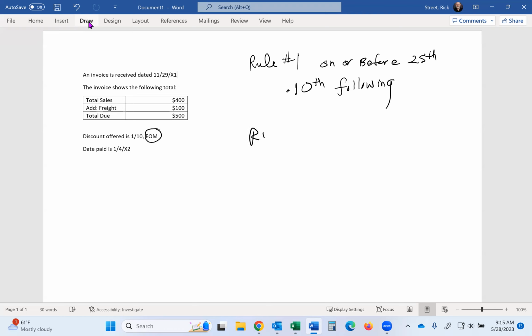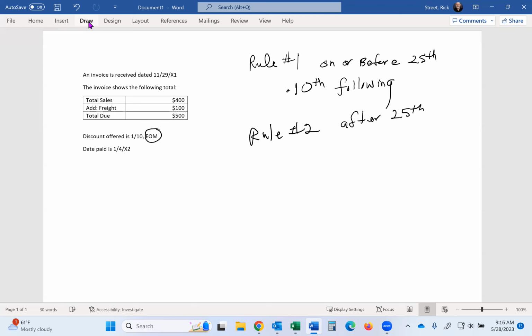Let's take a look at rule number 2. This is the one we want to do for this problem, and the reason is because this one's just a little bit more complex to consider. This one, consequently, is an invoice that's dated after the 25th of a given month.